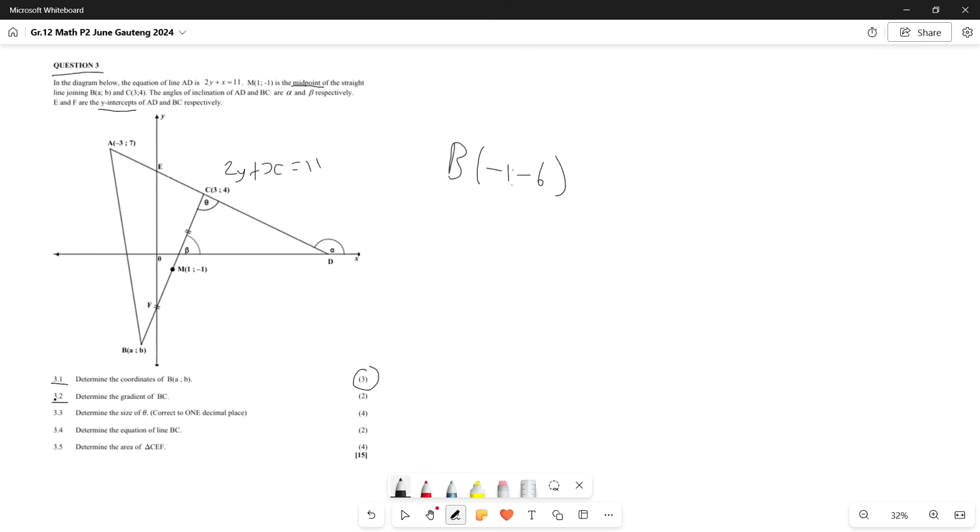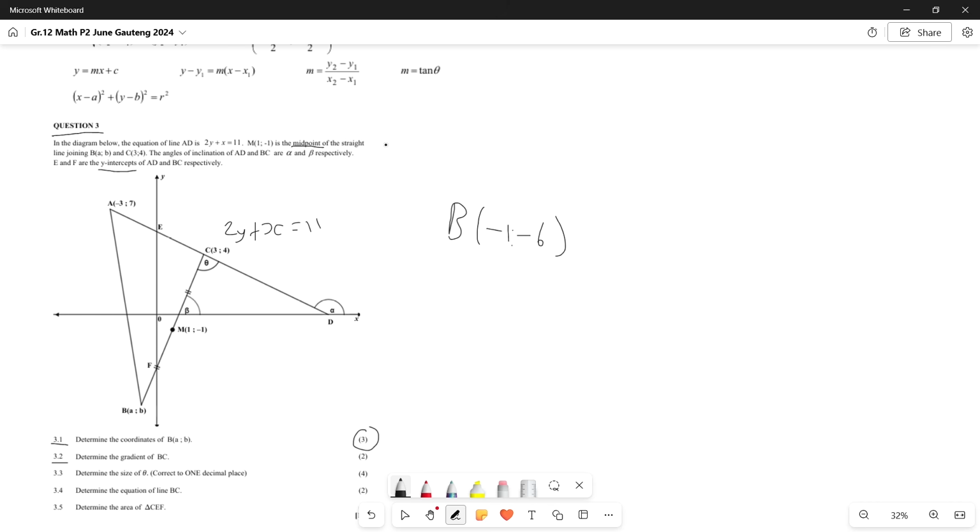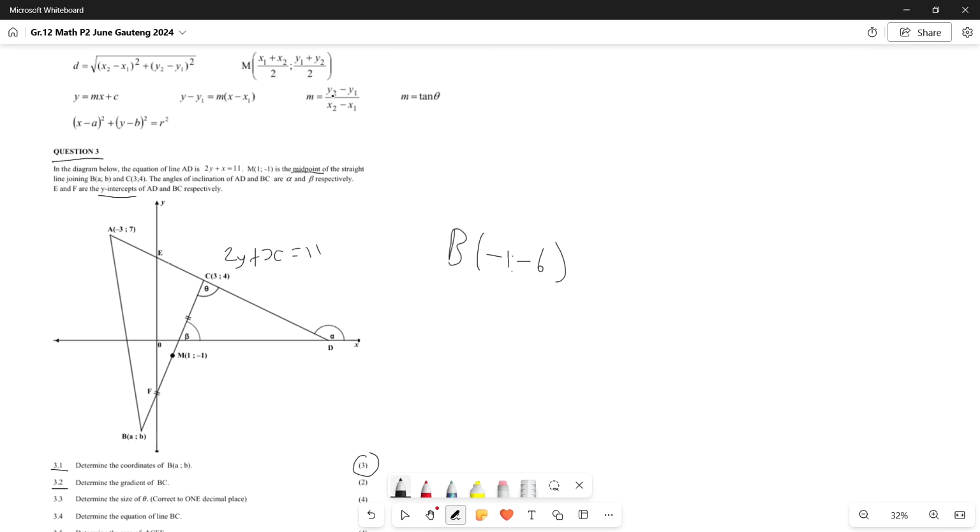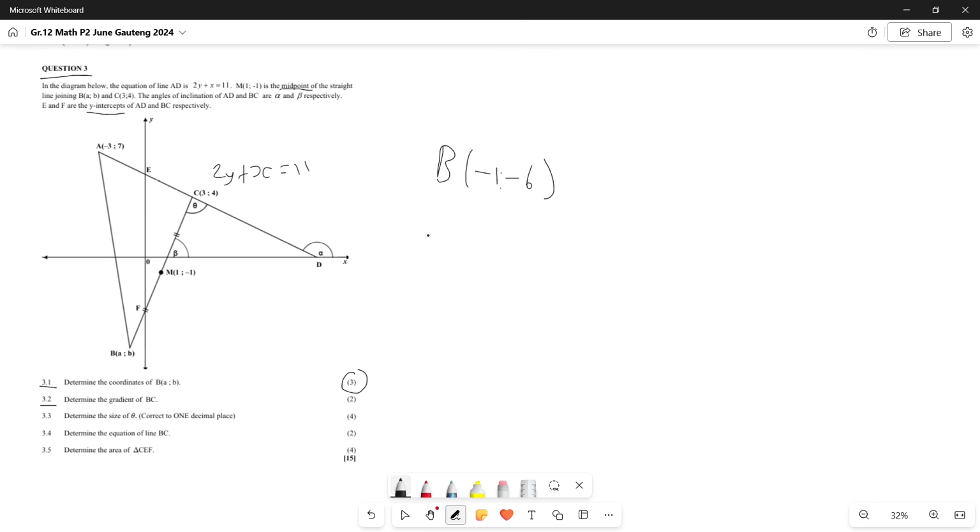So from there, we have question 3.2, which says determine the gradient of BC. So BC is this line over here, and we have just calculated this point B over here. But if we take B or M or C for the gradient formula, it will all be correct because they are on the same straight line. So the gradient formula, as we can see here, is our m is y2 minus y1 over x2 minus x1. So we can just go ahead, write that down. So we have our formula over here.